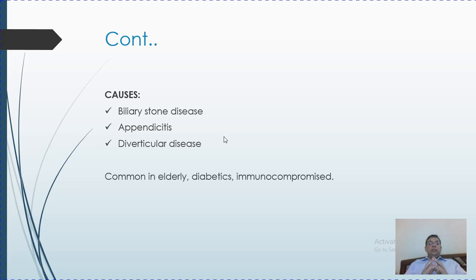Then appendicitis, then diverticular disease. These are infective conditions, most of the time caused by E. coli, and that through portal pyemia reaches the liver and causes pyogenic liver disease.